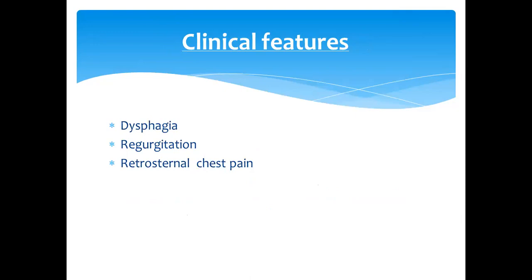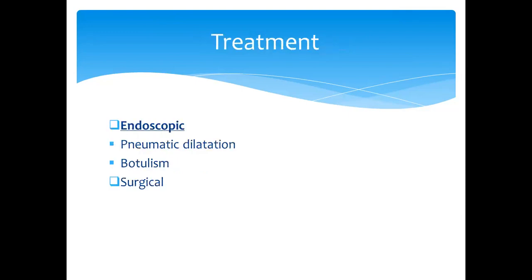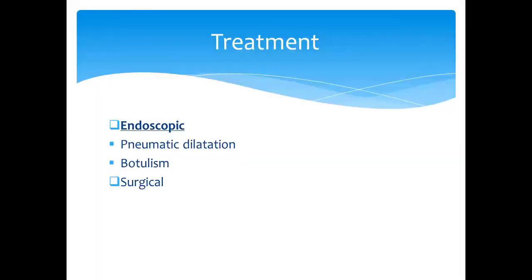Clinical features are dysphagia, regurgitation, and retrosternal chest pain. Investigations include X-ray chest, barium swallow, and esophagoscopy. And treatment: endoscopically we can do pneumatic dilatation and botulinum toxin injection, and the surgical method is myotomy. That's all about deglutition or swallowing.